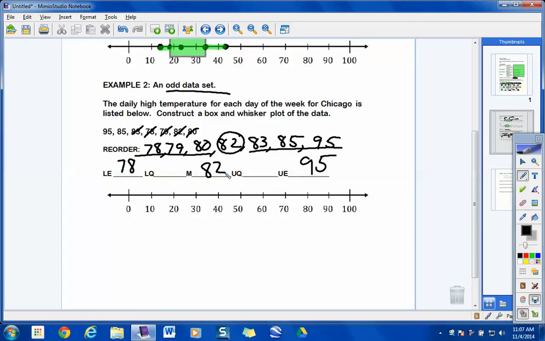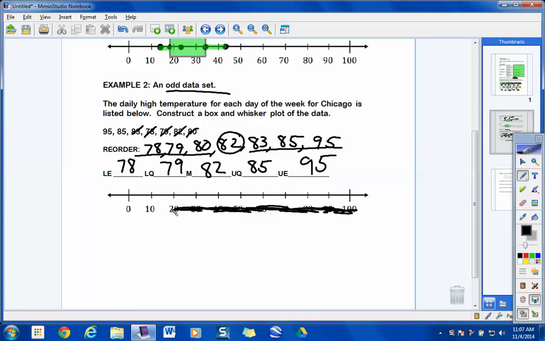What number is it, Haley? 79. What's my upper quartile? 85. Okay, so help me plot these values down here. Lower extreme, this is going to be kind of hard to do, but the lower extreme of 78 would be... I'm going to change my values down here. You'll want to do the same. Let's just get rid of these values down here. I'm going to cross all these off. You do the same here, all right?